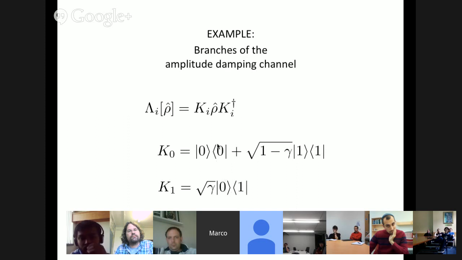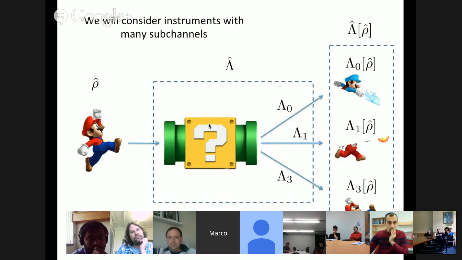But what is important is that it should be clear that K1, for example, in this form doesn't form a channel or even something proportional to a channel. It's just a completely positive trace non-increasing map. So in the following, we will consider instruments with many subchannels.